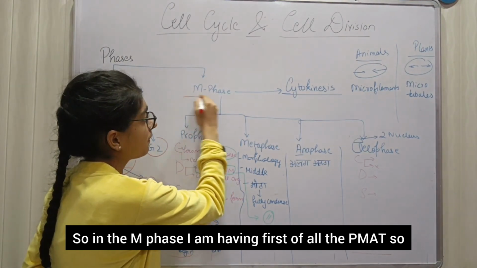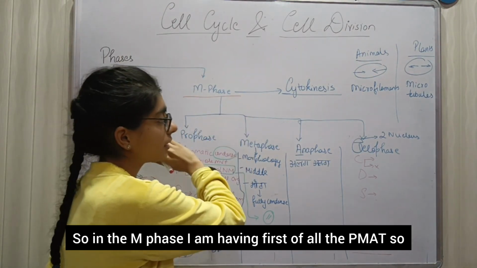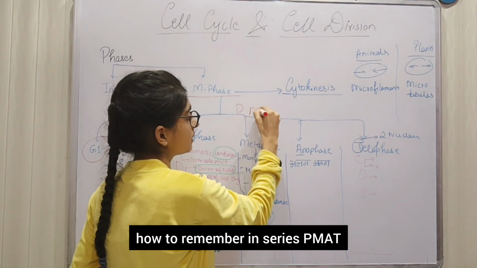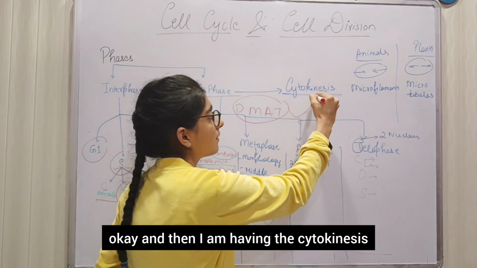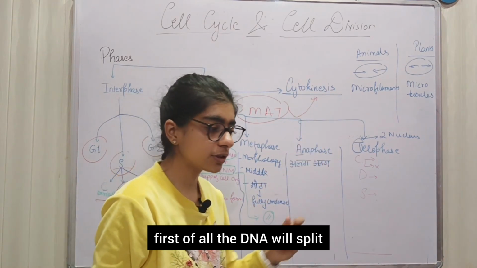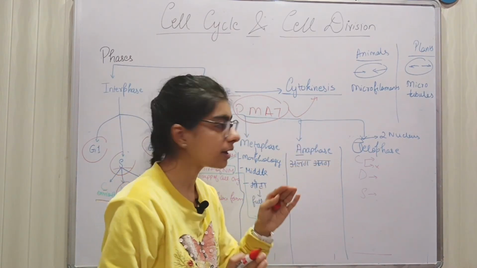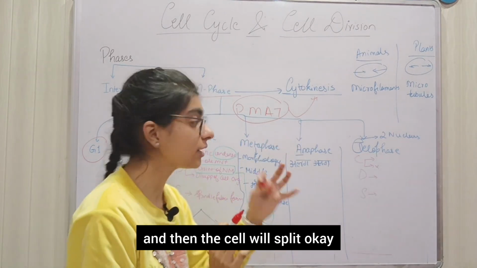So in the M phase, I am having first of all the PMAT. So how to remember in series? PMAT. And then I am having the cytokinesis. First of all the DNA will split and then the cell will split, or divide.